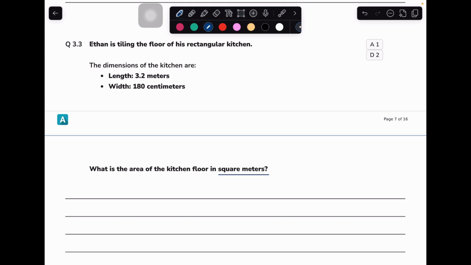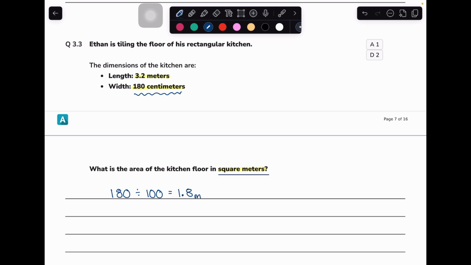Okay, so the first thing you need to notice here is that one of our dimensions is in meters and one is in centimeters. Now, because we want our answer in square meters, it makes sense for me to change the centimeters into meters, okay? And I do that by dividing by 100, which is 1.8 meters.